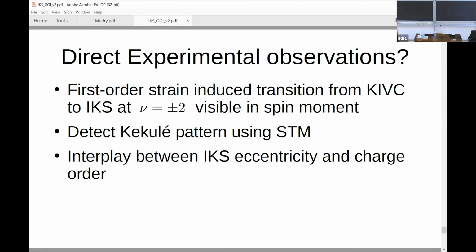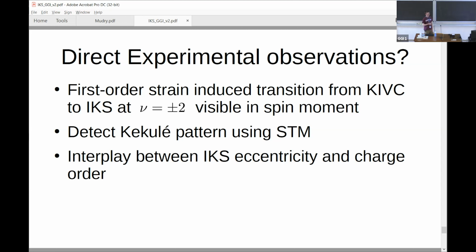And finally, is it possible to have direct experimental observations? What I showed you before was that our state is consistent with all experimental observations, but it would be nice if you could actually observe the translational symmetry breaking directly. There are a couple of signatures that one might look for. The first one is that the KIVC state is spin polarized at +2, whereas the IKS state is spin unpolarized.